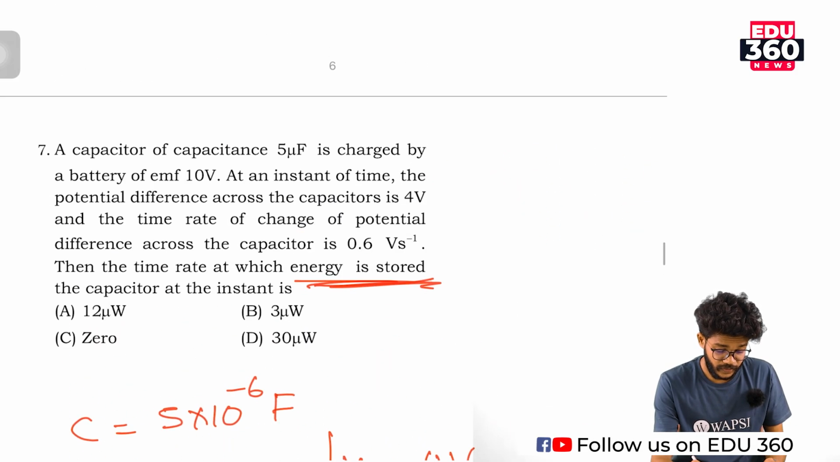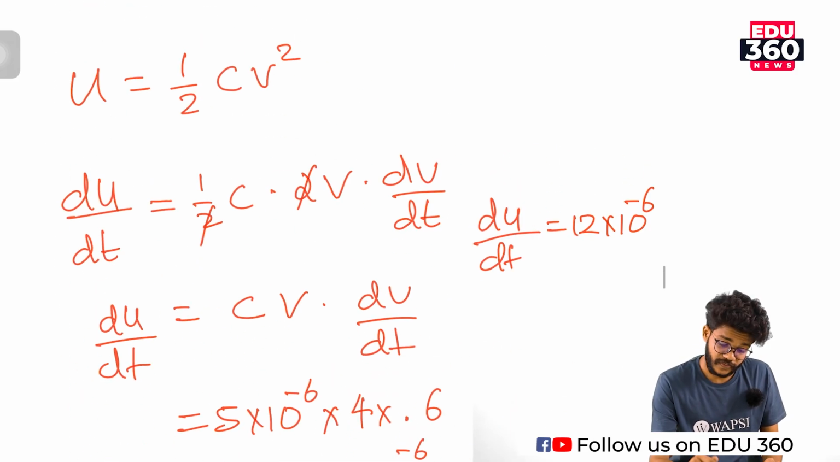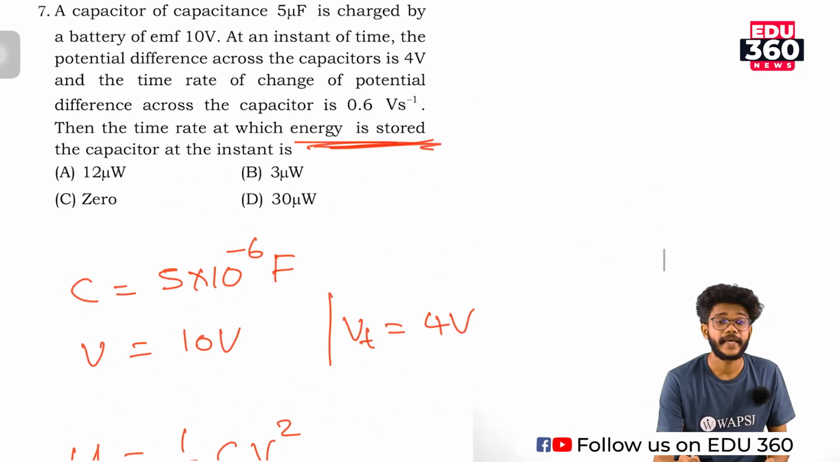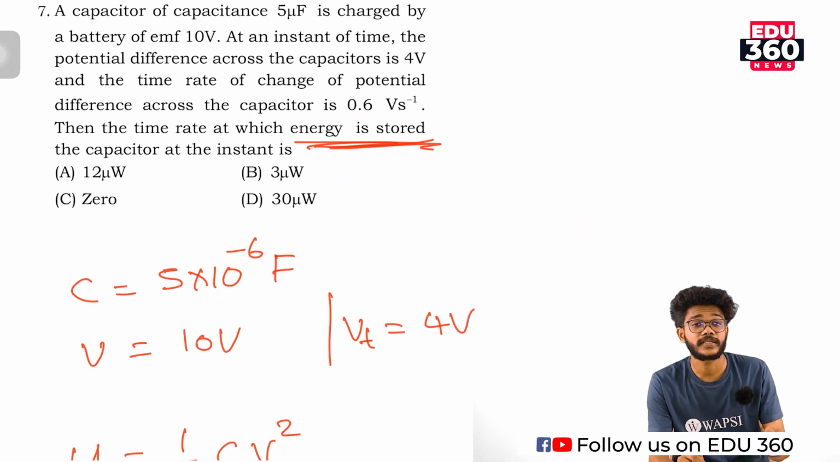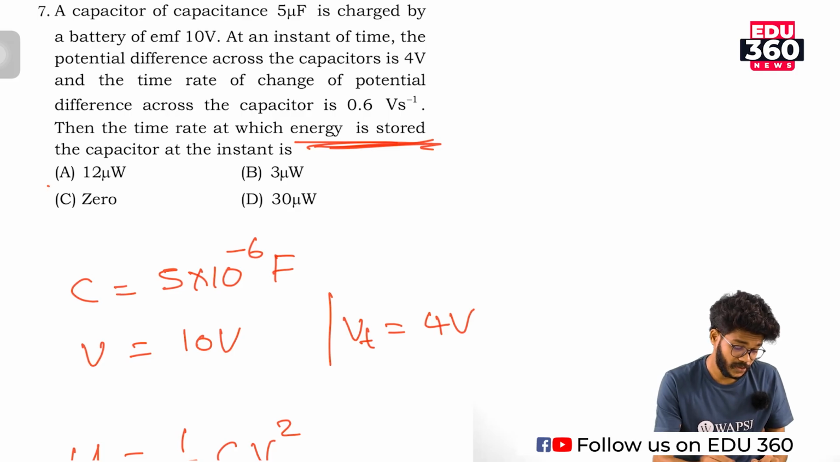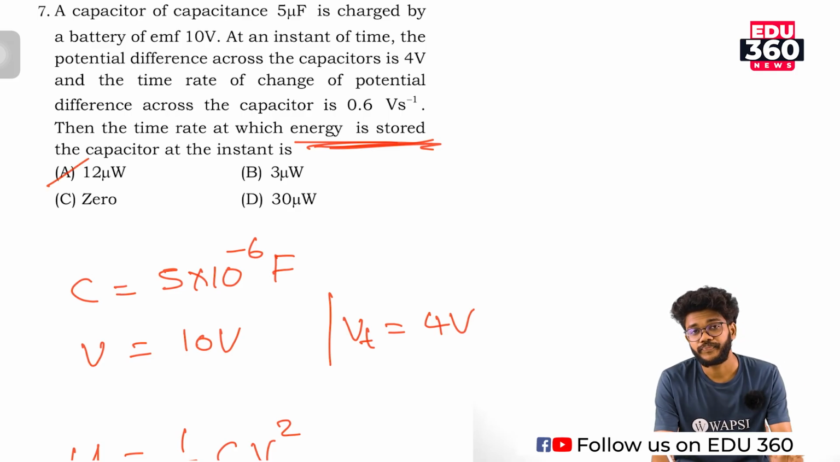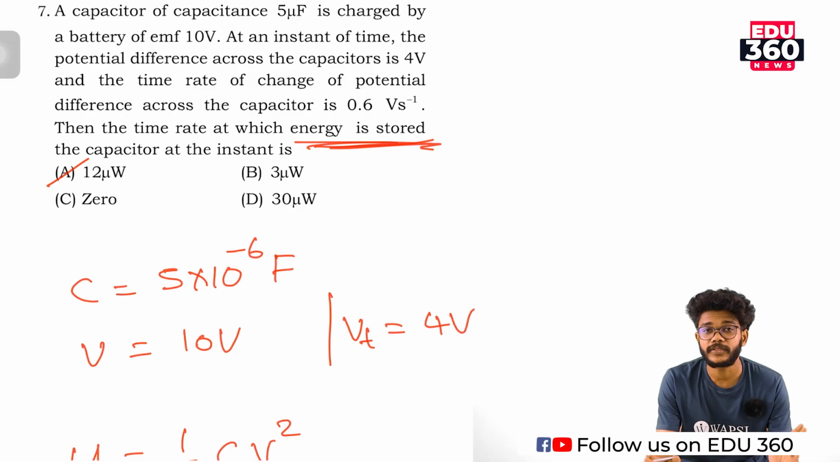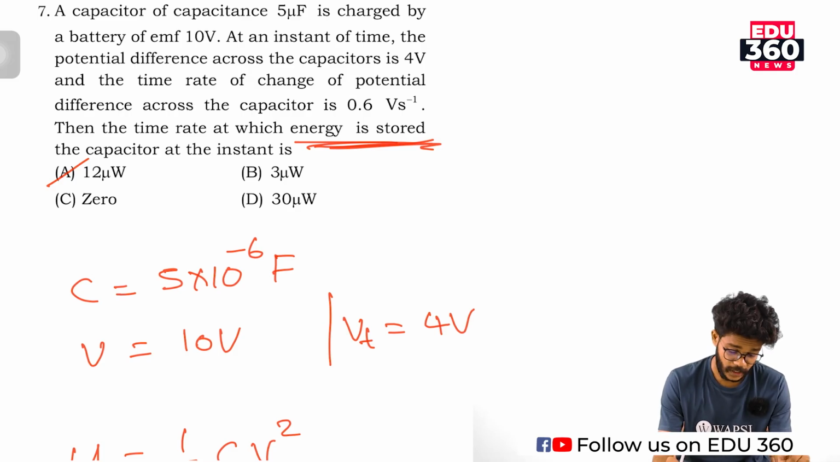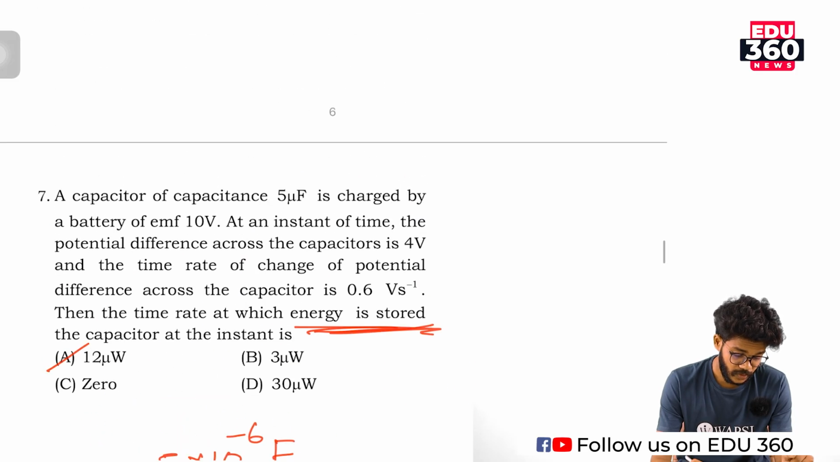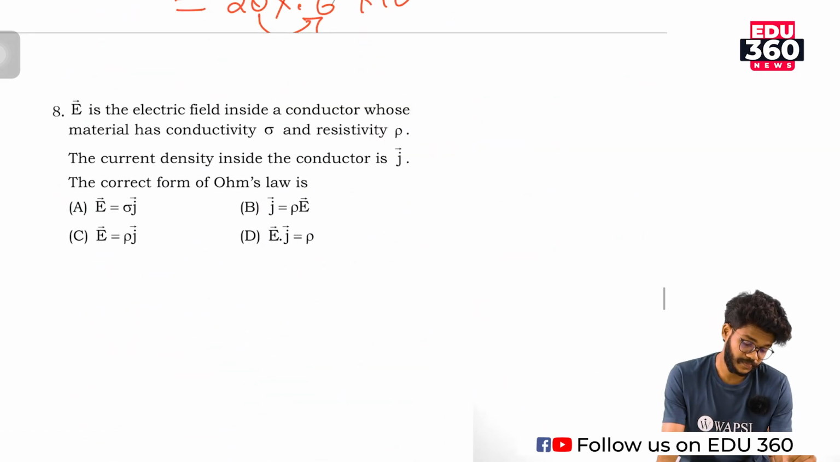The rate of change of energy is 12 microwatt. What is the unit of energy? So option A is the correct answer. Okay, so in here we must know the fundamental equation for differentiation. Okay, so we can move to the 8th question.